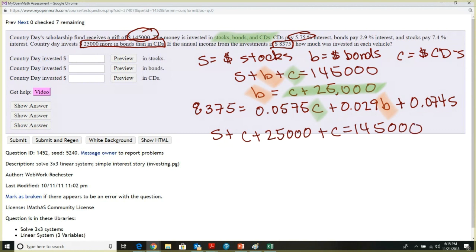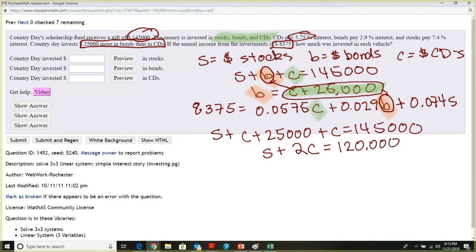So there's the first equation. So see, I've just plugged this in for the B. And then I'm going to plug it in for the B down here. So let's fix this real quick. This is S plus 2C equals, I can go ahead and move that 25,000 over. So 145,000 minus 25,000 would be 120,000.